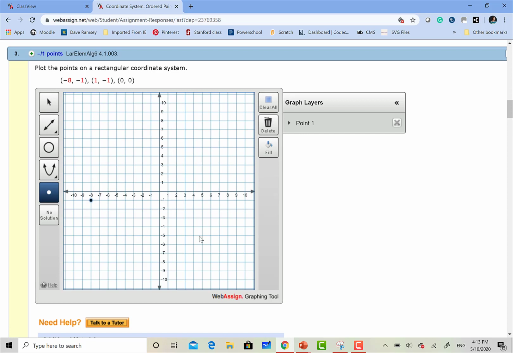Next is 1, -1, so this is +1 on the x. We'll go down to -1 on the y, and there's another dot. And then 0, 0, that's pretty easy. It's right there in the middle.